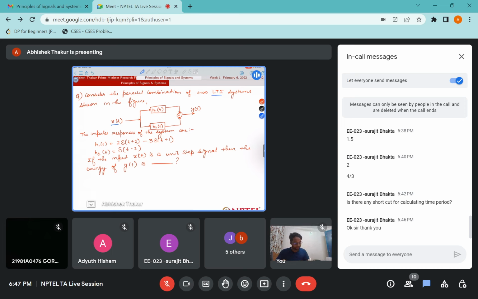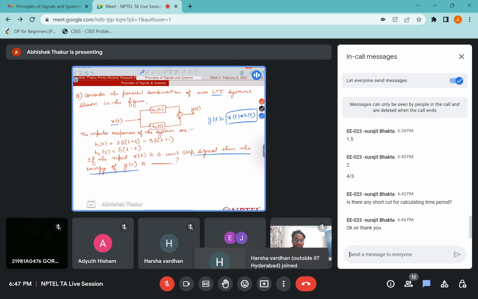In this question, it was asking to find the energy of signal y(t). That's why I kept this question. This is, I guess, a GATE 2018 question. Anyway, in the next lecture we will study this, because it requires y(t) equal to x(t) convolved with h(t). You have not studied this convolution property, so directly you will not understand the concept.